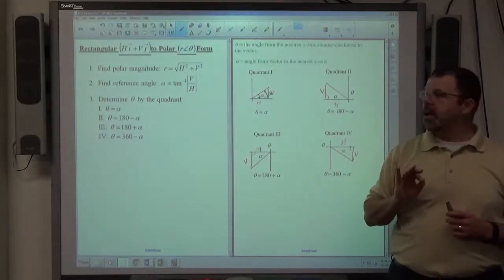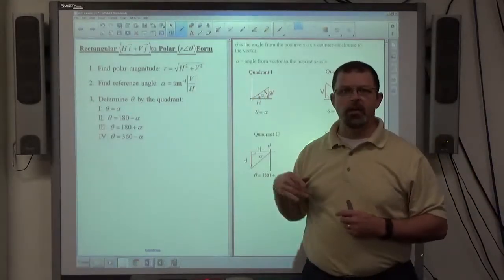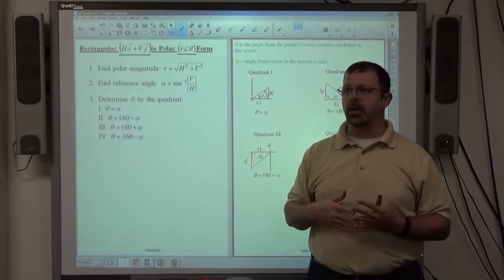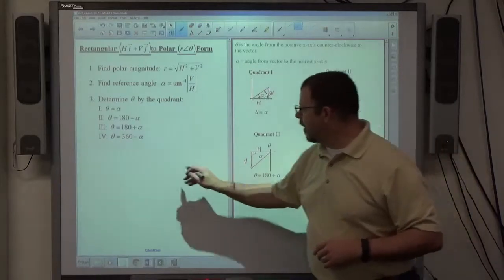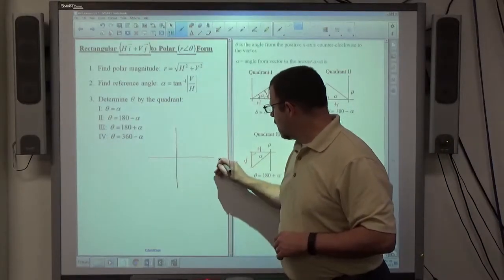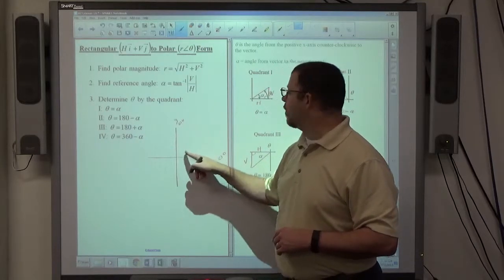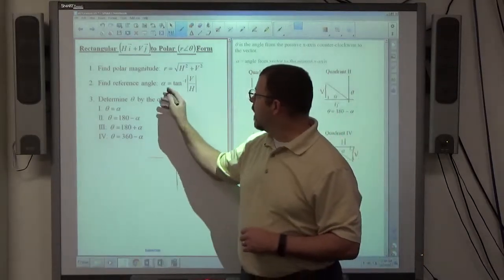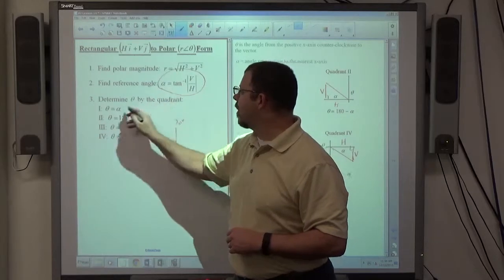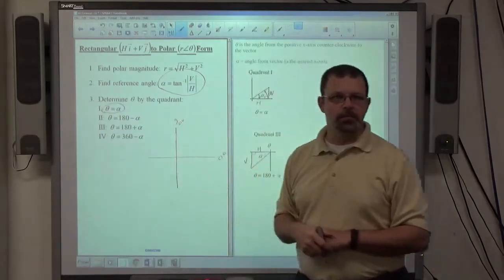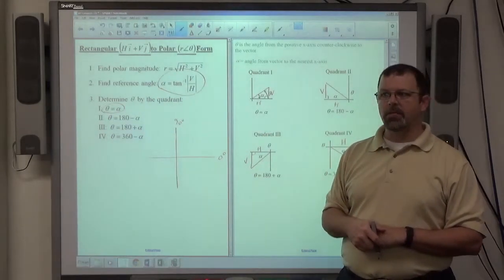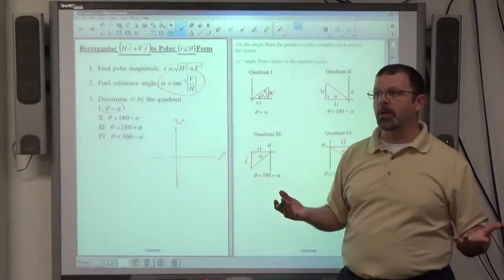That angle, if I'm doing the absolute value of V over H, is always going to be between 0 and 90 degrees. If I'm in the unit circle world, 0 degrees is here, 90 degrees is up here. If I get an angle between 0 and 90, I'm in the first quadrant. So if I get alpha and I'm in the first quadrant, theta and alpha are the same number, because I'm getting an answer between 0 and 90, which is what I'm looking for, right?